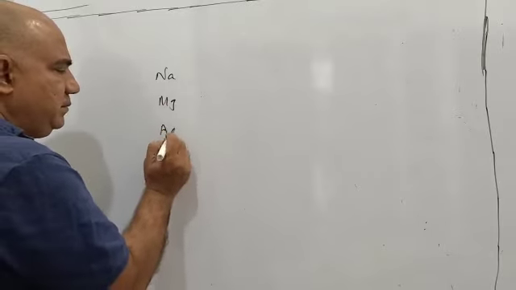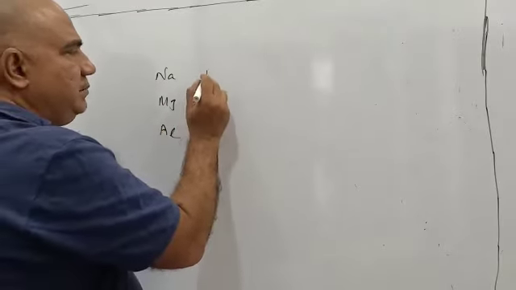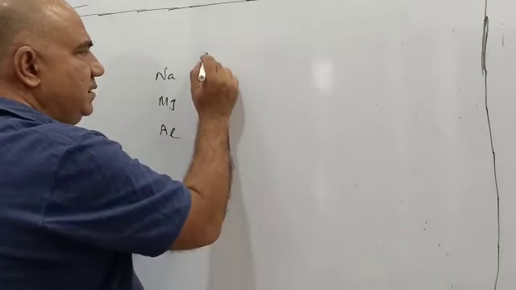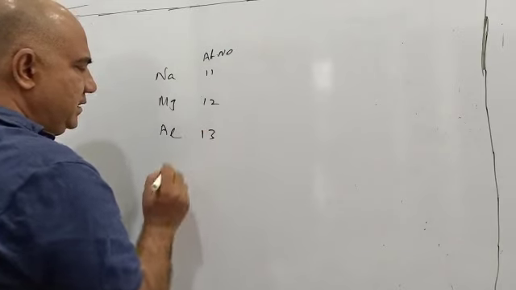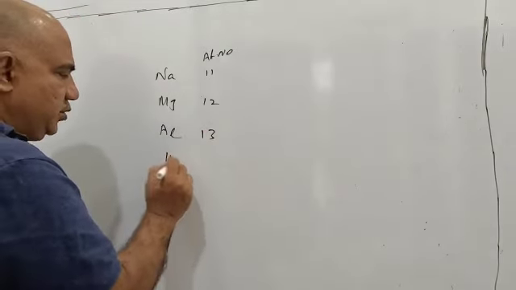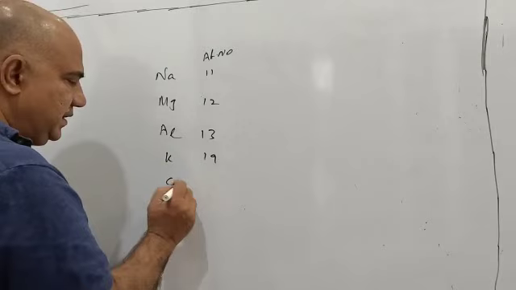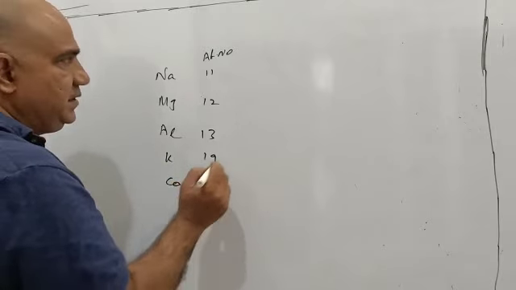if I write aluminum, we have seen the atomic number is 11 for sodium, in case of magnesium 12, here it is 13, and yet another, if I write potassium it is 19, and if I write calcium the atomic number is 20.